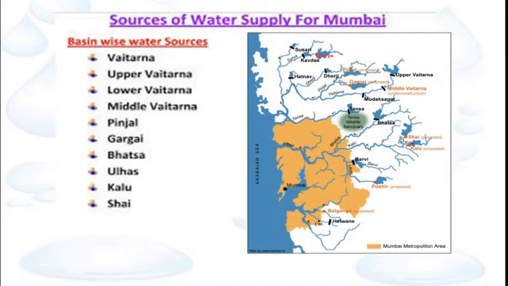Yes, students, here we will get some additional knowledge. We live in Mumbai, so please see this. Different sources of water supply for Mumbai. See, some lakes are there and some rivers. From that we get water. Like this, some of them: Vaitarna, then Bhatsa, Ulhas river is there, then Shai, Kalu, etc. Okay, from these water sources we get water for Mumbai.